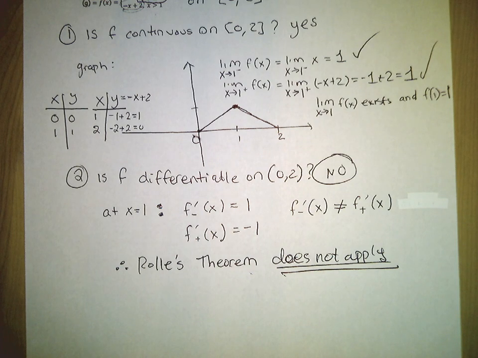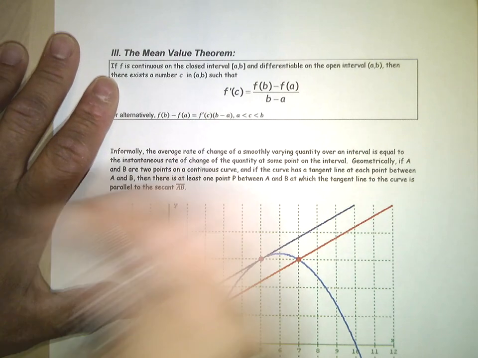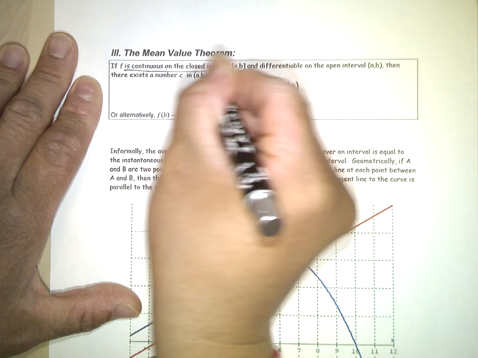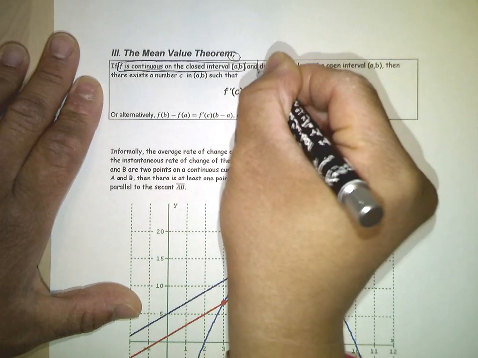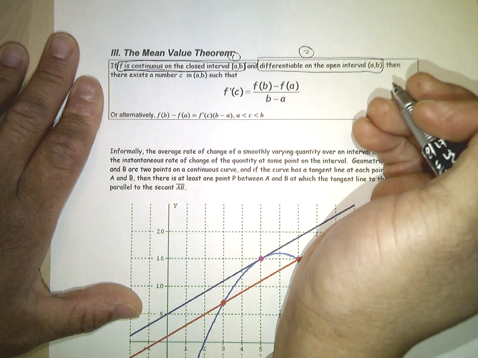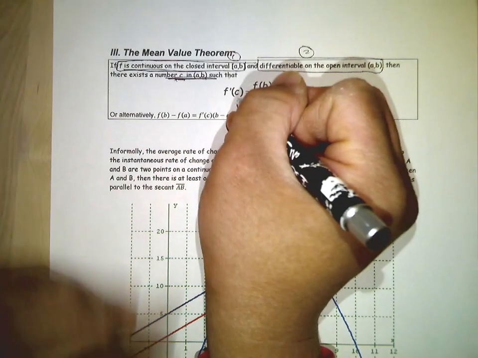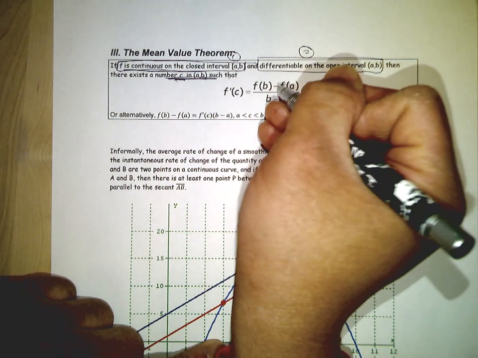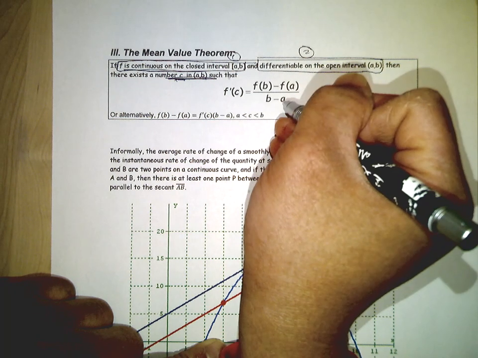All right, so let's do another theorem here, the mean value theorem. So this is very similar to Rolle's theorem because f has to be continuous on the closed interval from a to b. That was the first thing, same thing. And differentiable on the open interval from a to b. That's the second thing. Well, then there has to be a number c in the open interval a to b such that f prime of c is equal to f of b minus f of a over b minus a.